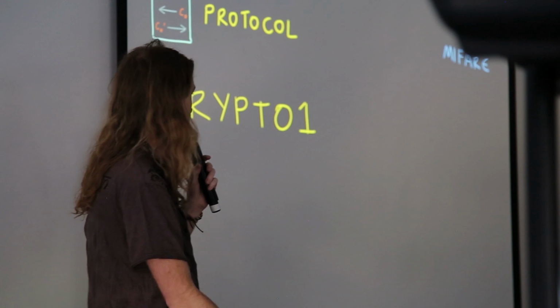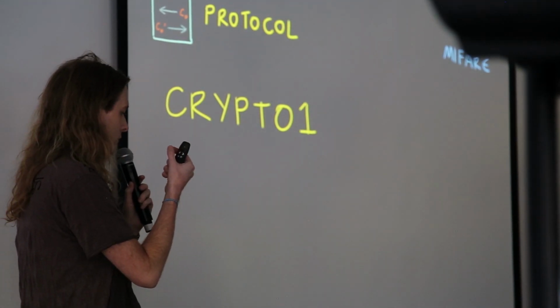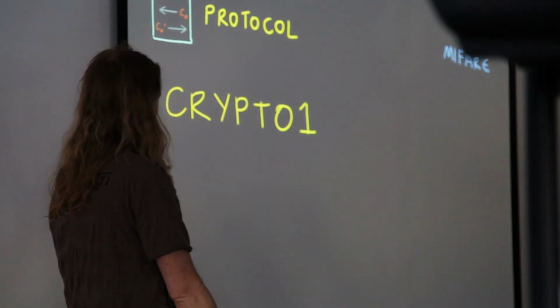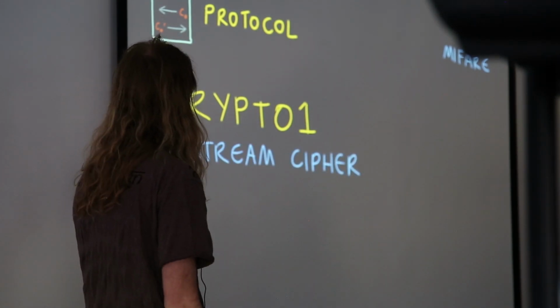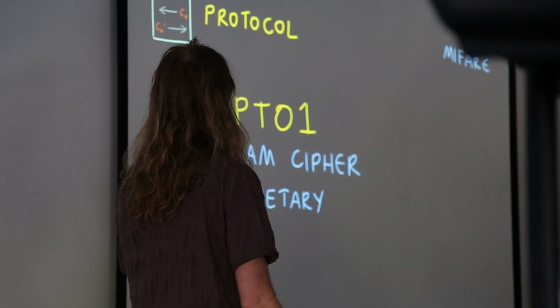So the crypto algorithm here, the actual cryptographic primitive that's used for the actual enciphering of the data, is called Crypto1. It's a stream cipher. And I can see that I'm running out of time, so I'm not going to tell you what a stream cipher is. But you need to know that it's proprietary.